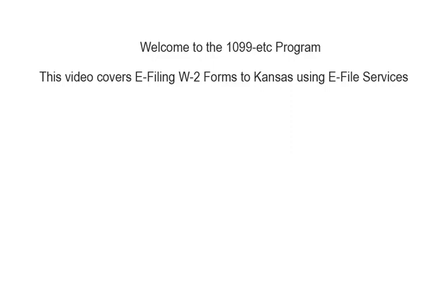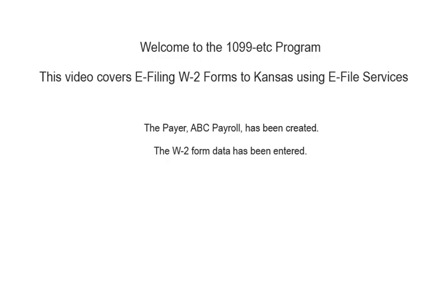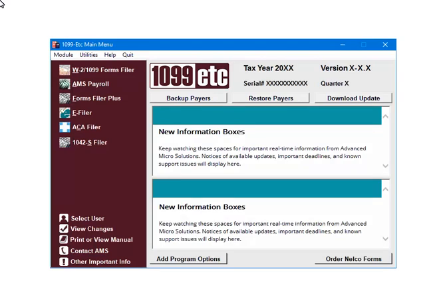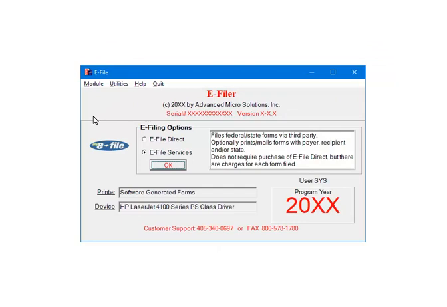This tutorial covers e-filing the W-2 forms to Kansas using e-file services. To begin, the payer ABC Payroll has been created, and the W-2 form data has been entered. This is the main menu. To continue, select E-Filer. This is the E-Filer menu. Select E-File Services. Now click OK.